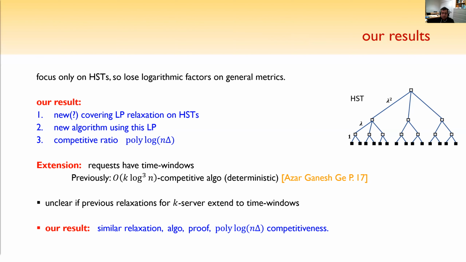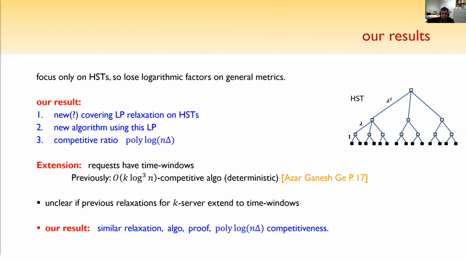Okay, so one thing to note is that the competitive ratio for HSTs is actually known to be log squared k. So there are better competitive ratios known, but this relaxation has the advantage that it's arguably simpler and more natural, and also sort of gives us more insight into the structure of the problem.